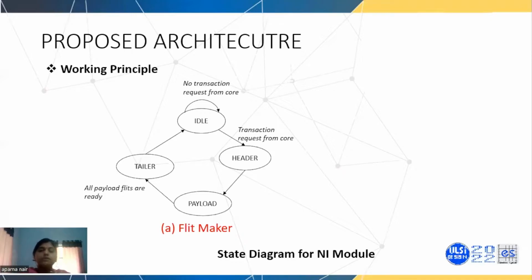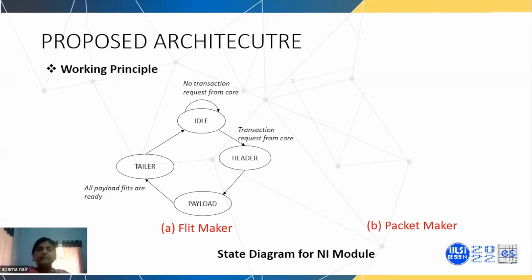But the data received from the RISC-V core is 32-bit. So we have divided the data into 16-bit and 16-bit. The first 16 bits will be occupied in payload 1, and the remaining 16 bits will be occupied in the payload 2 state. So the payload data received from the RISC-V core will be made into 2 payload FLITs. Once all the payload FLITs are made, we'll finally be making the Tail FLIT.